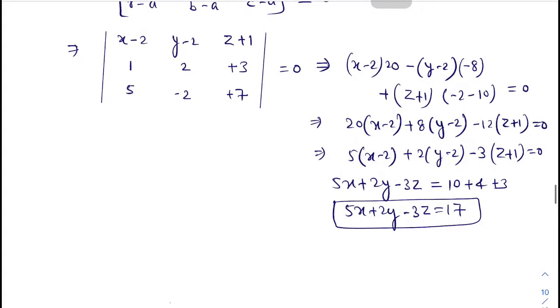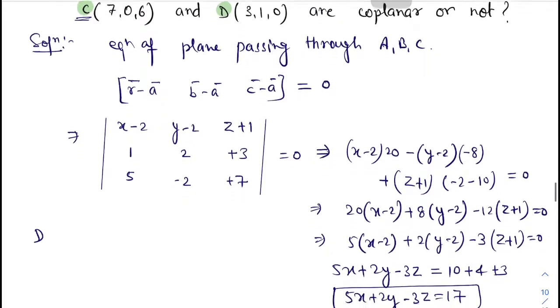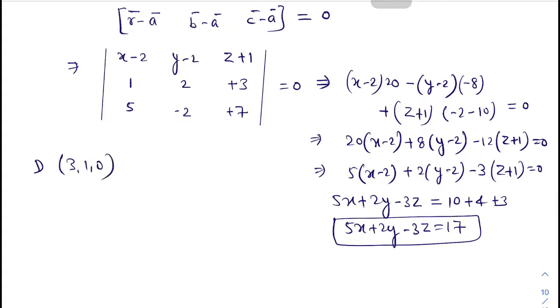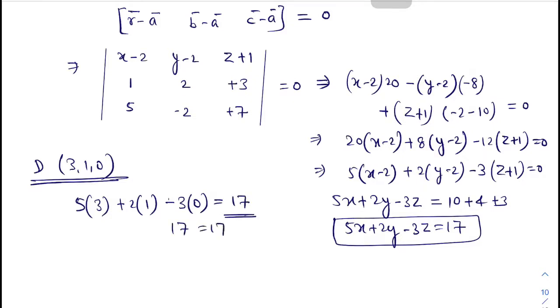Now in order to determine whether the A, B, C, D 4 points are coplanar or not, let us check whether D point, that is D was 3, 1, 0, is satisfying this equation or not. Okay, so by putting D point in the equation of plane, we get 5 into 3 plus 2 into 1 minus 3 into 0 is equal to 17. Okay, so D point is clearly satisfying the equation, and we can say hence that the points A, B, C and D are coplanar.